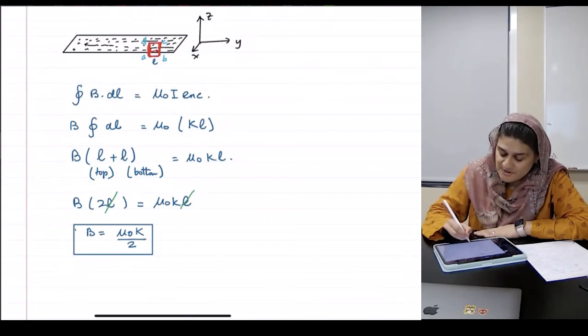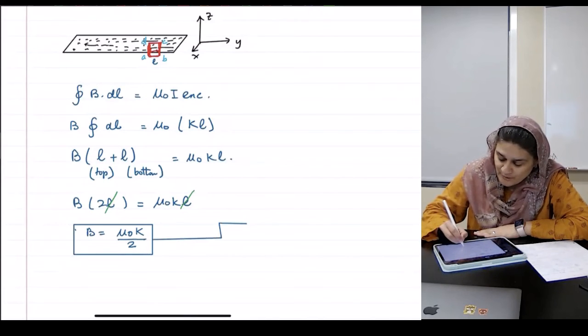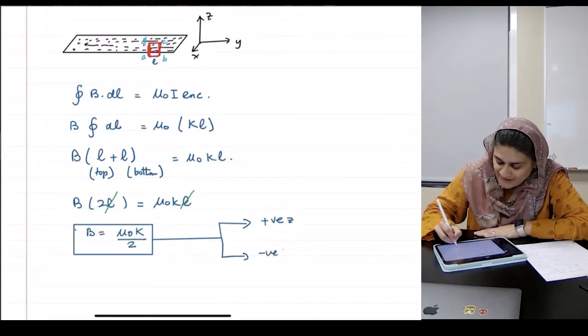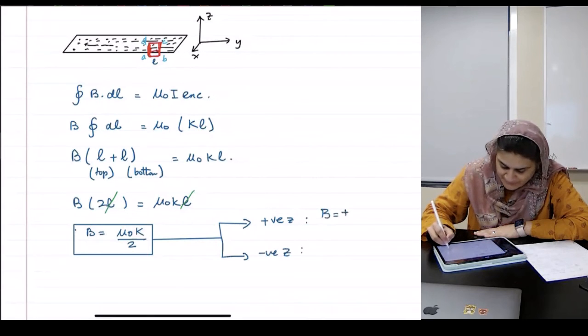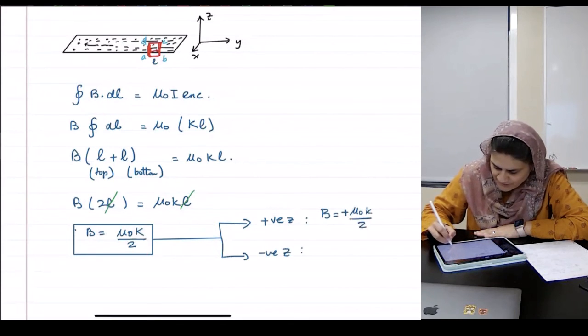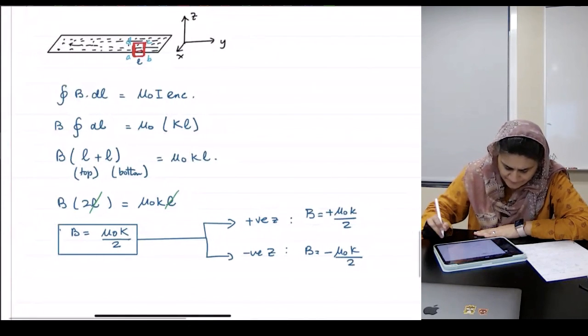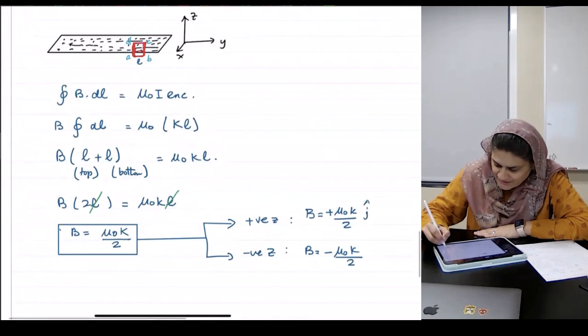Most textbooks write this in two forms, one for positive Z and one for negative Z. B will be plus mu naught K over 2, and B will be minus mu naught K over 2, J hat, J hat in vector form.